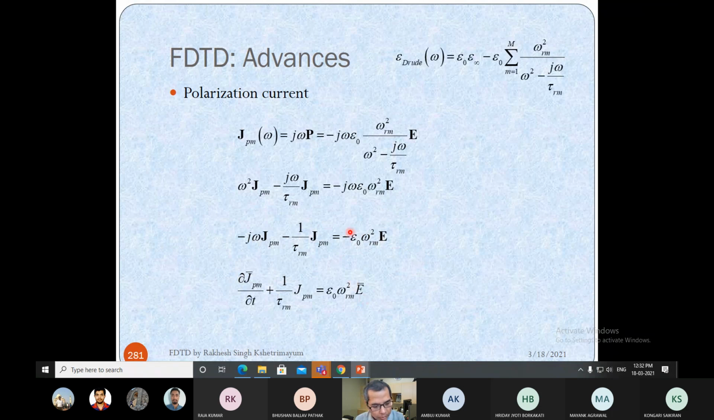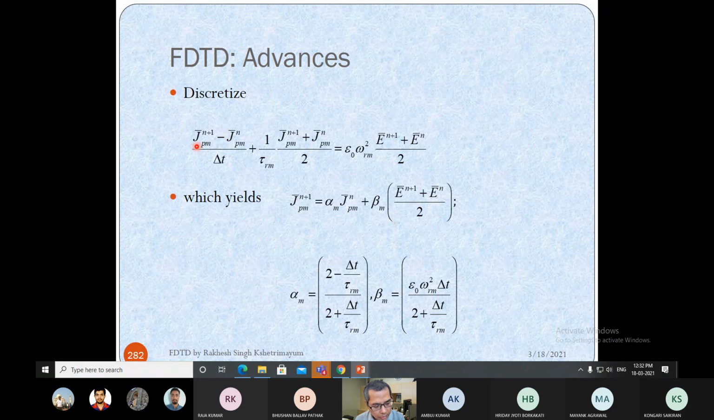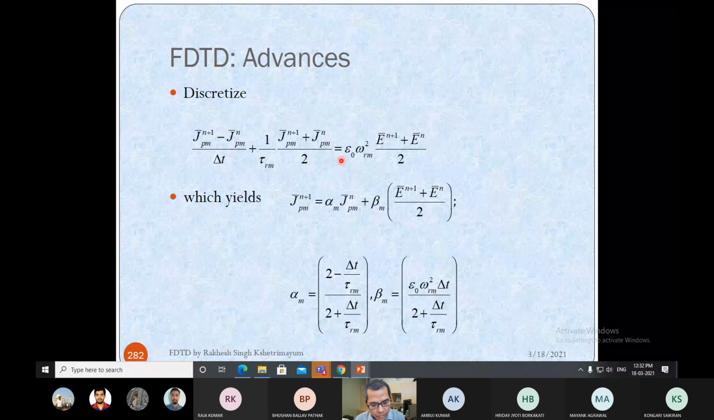You can write the update equation now. So update equation, you do the time discretization of ∂/∂t. So J_PM at n+1 minus J_PM at n divided by Δt, plus 1/τ_m times J_PM at n+1 plus J_PM at n divided by 2, is equal to ε0 ω_m² times electric field at n+1 plus electric field at n divided by 2.